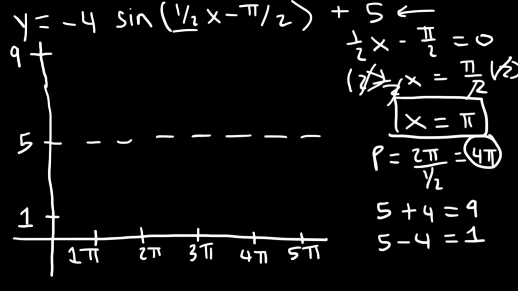So now let's plot the points on the graph. So we have a negative in front of sine. Sine will always start at the center, but because there's a negative sign in front of it, it's going to go down before it goes up.